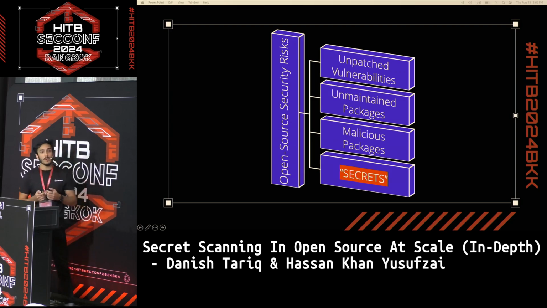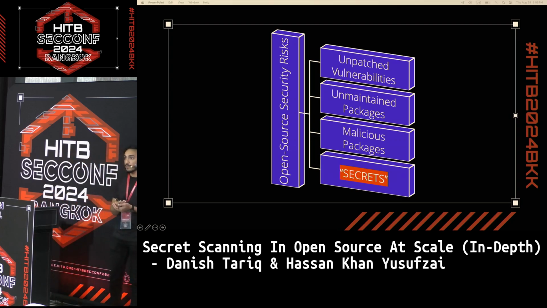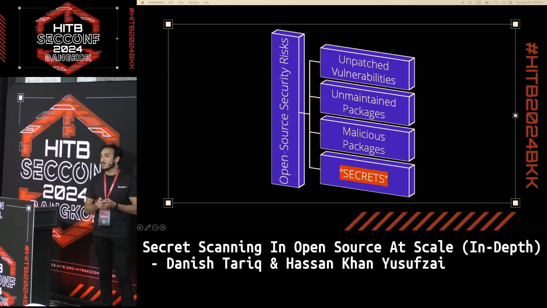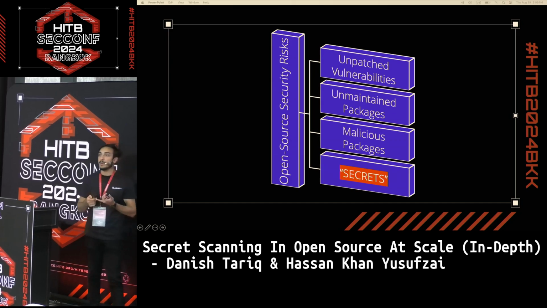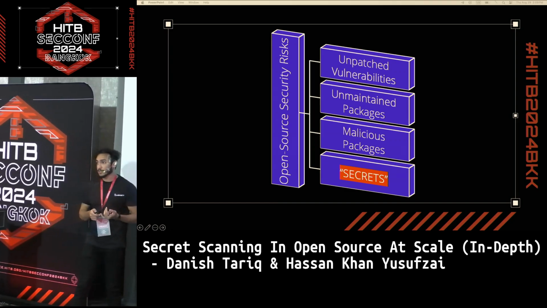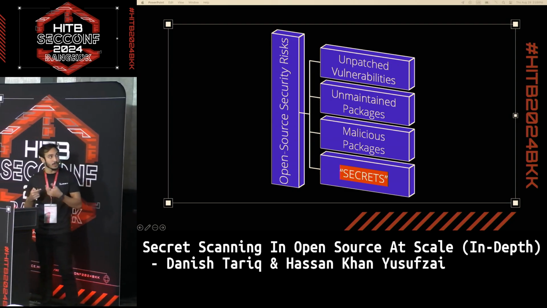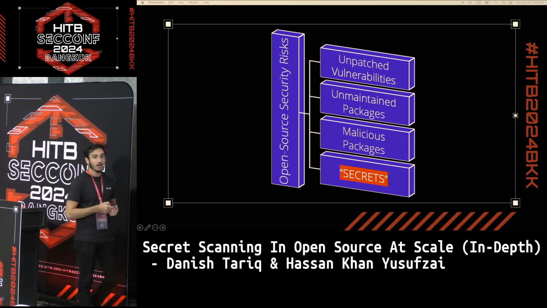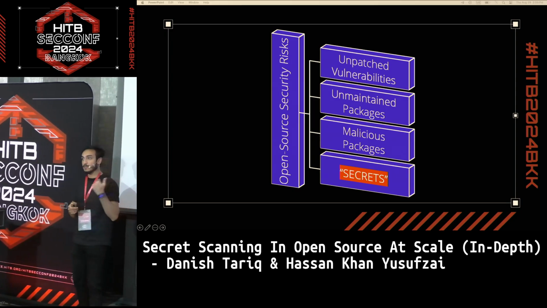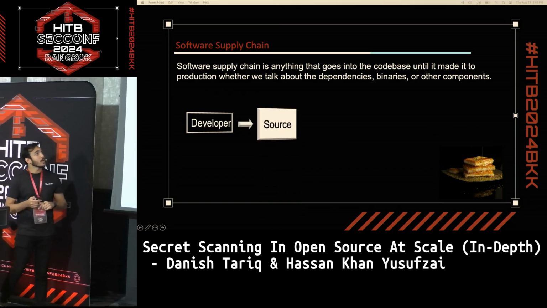And when we talk about open source, we are aware that it could have multiple vulnerabilities, right? It would have a lot of attack surface and exposure because the code is already published somewhere. So it could have unpatched vulnerabilities, it could have unmanaged packages, it could have malicious packages or code which someone has put into the code, or maybe secrets. And this is the main topic that we are going to discuss today, the secrets, right?